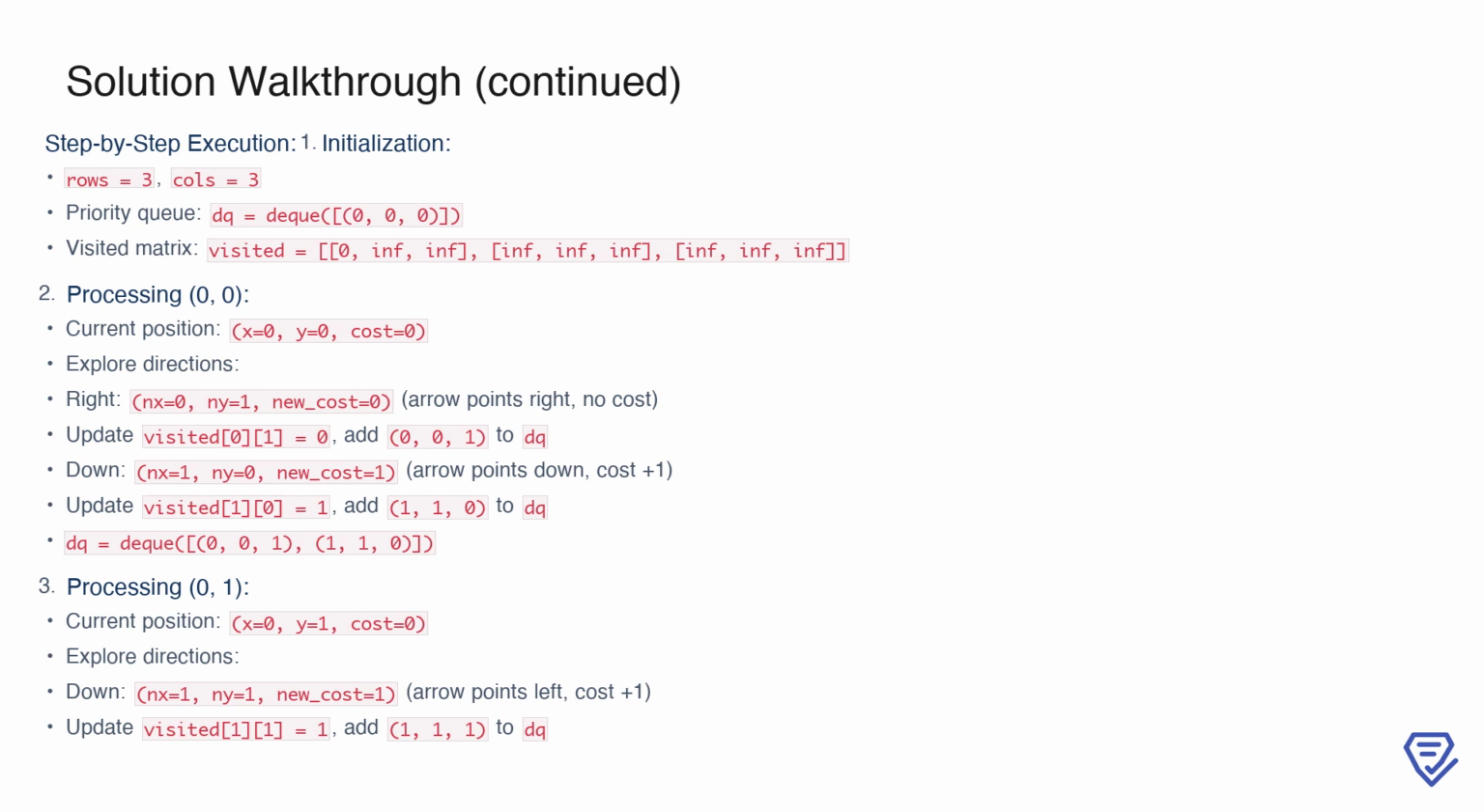Next, we process (0, 1), exploring its neighbors. Moving down to (1, 1), which requires a direction change, adding a cost of 1. We update the cost of (1, 1) to 1 and add it to the queue.